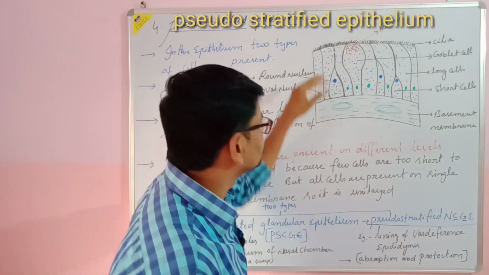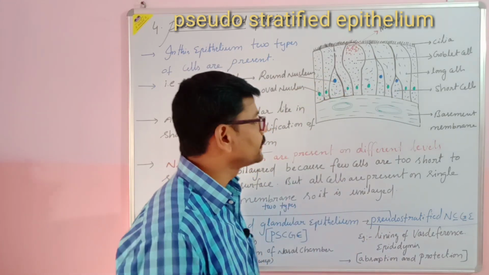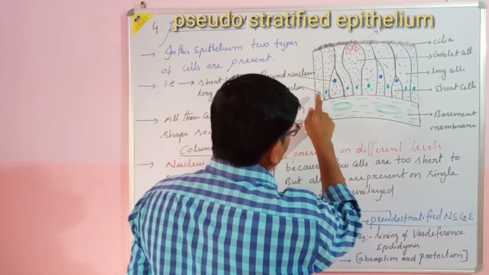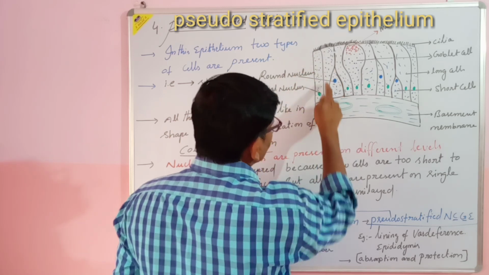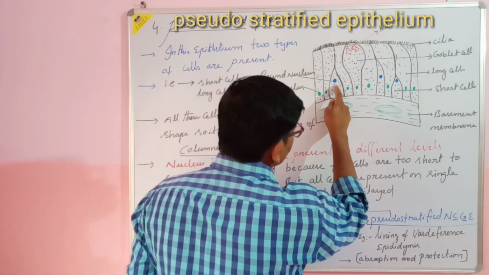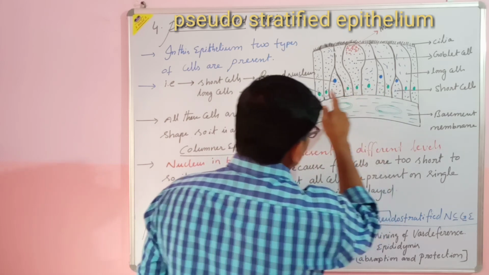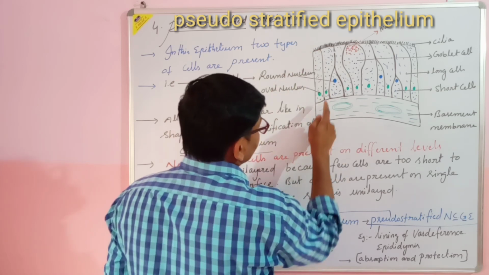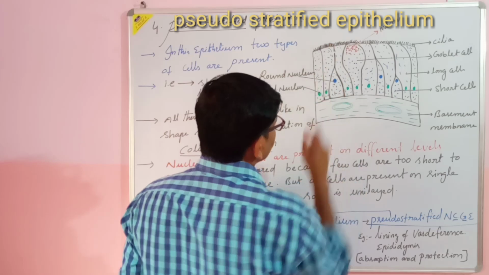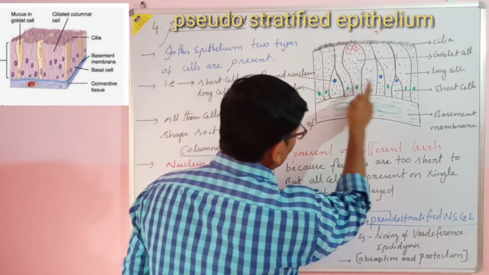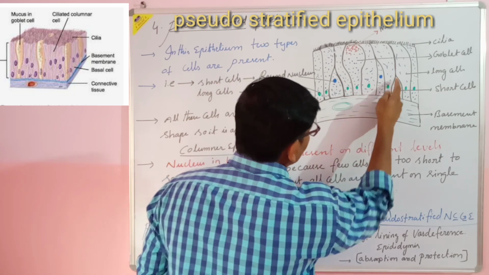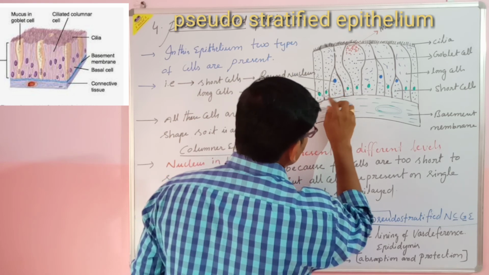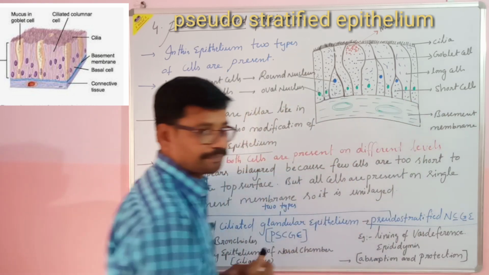In any epithelial tissue, the cells are present on the basement membrane, right? If you see the cells of the pseudostratified epithelium, some cells are long and pole-like structures and some cells are very short, right? These long cells reach the apical surface. But the short cells do not reach the apical surface, though they settle on the basement membrane. That means long cells and short cells both settle on the basement membrane, right?